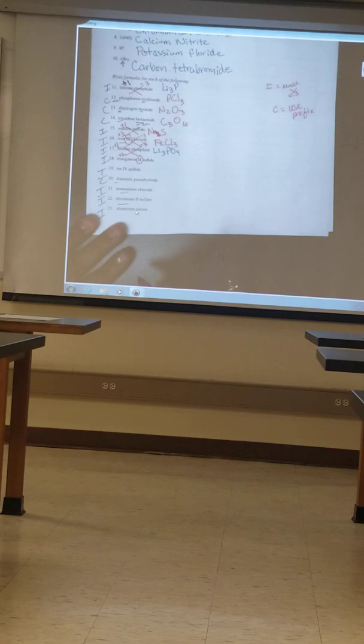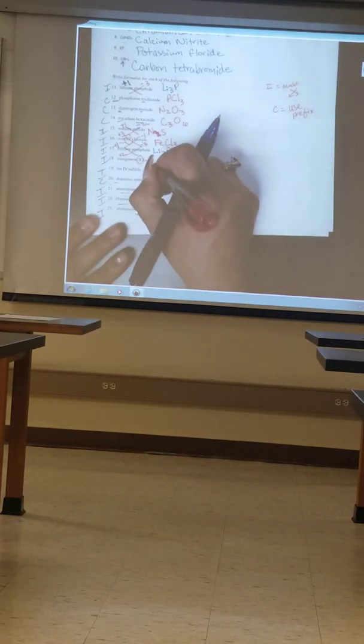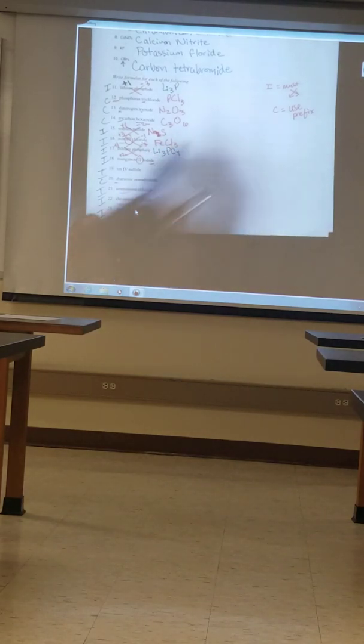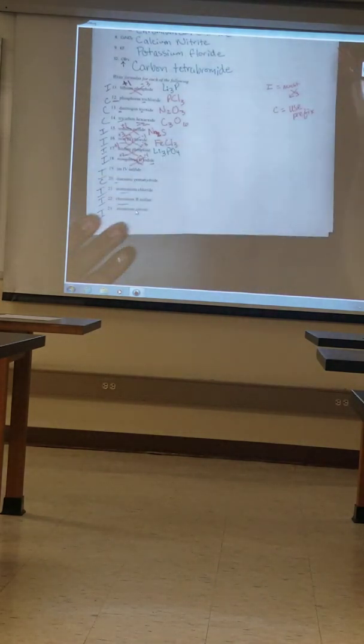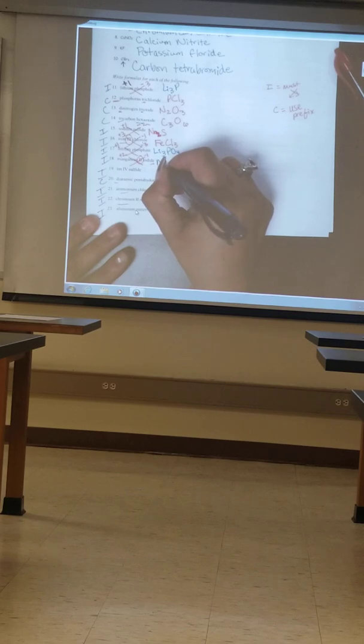Iodide. IDE shows me that that's going to be iodine, and iodine is a non-metal, it's over here in group 17, so a -1. Let's crisscross those, so magnesium, I2.